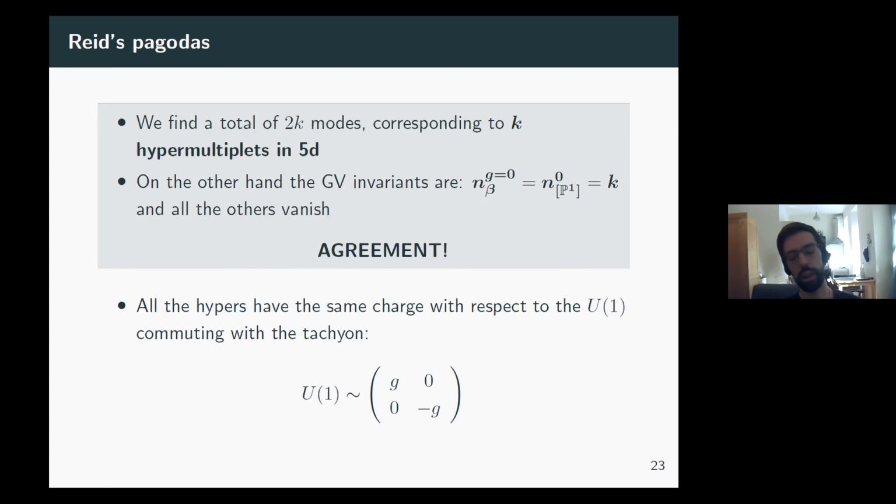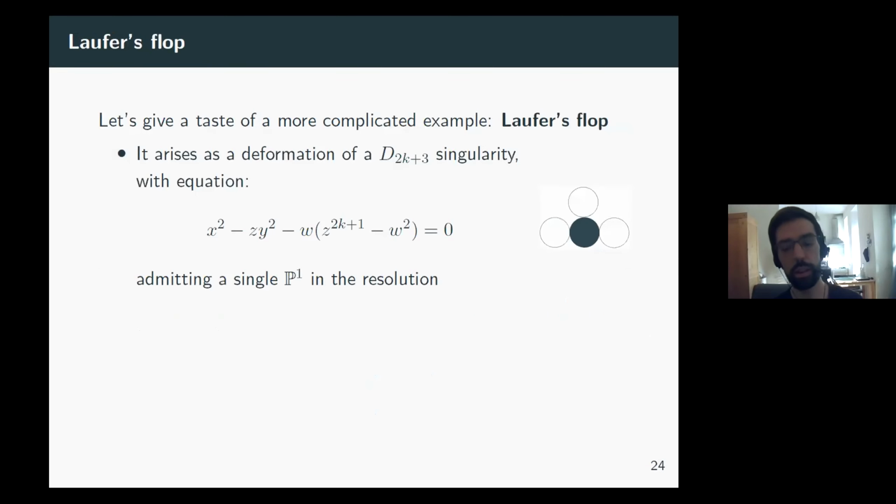Now, let me show you a slightly different example that has some subtleties, which is the example of Laufer's flop. This arises as a deformation of a D_{2k+3} singularity with this equation that you can see here. And we can see again that this geometry is singular and that it admits a single P1 in the resolution, corresponding to the central node of the D_N Dynkin diagram. As you can see here on the right, this is just the D4 case, which arises as a deformation of the D5 singularity.